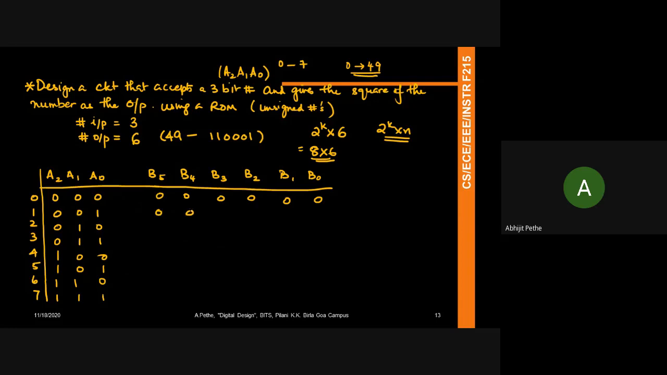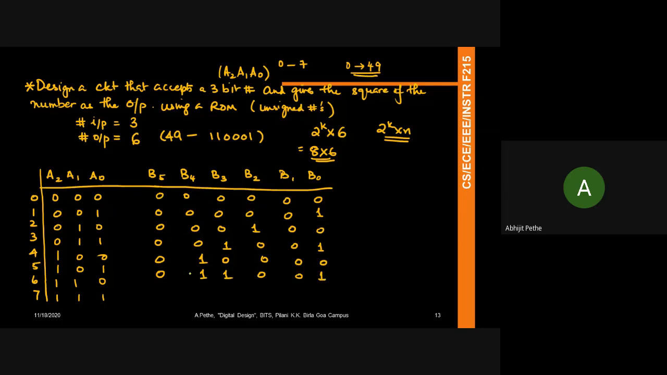1 squared output is 1. 2 squared output is 4, right? So 0, 0, 0, 1, 0, 0. 3 squared output is 9. So 0, 0, 1, 0, 0, 1. 4 squared output is 16. So 16 goes as 0, 1, 0, 0, 0, 0. 5 squared is 25. So 16 plus 8 plus 1, right? So 0, 1, 1, 0, 0, 1.